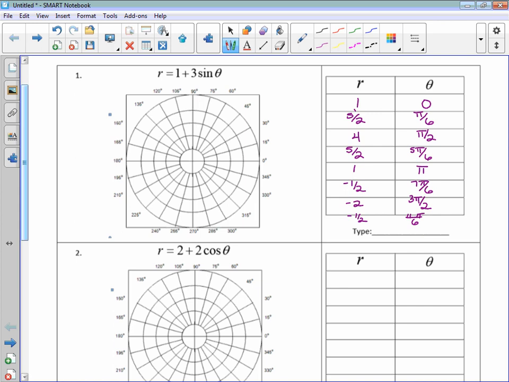Remember, what you do is you go out the distance of the radius. Positive is to the right, negative is to the left. And then you travel around the angle. All of our angles are positive, so they're all going to be going counterclockwise. So I'm going to travel out 1 and then go nowhere. So there's my first one. All right, then I'm going out 5 halves. That's like 2.5. And I go up to pi over 6, which is 30 degrees.